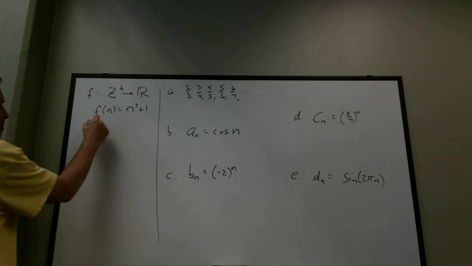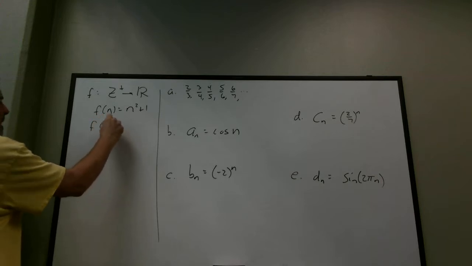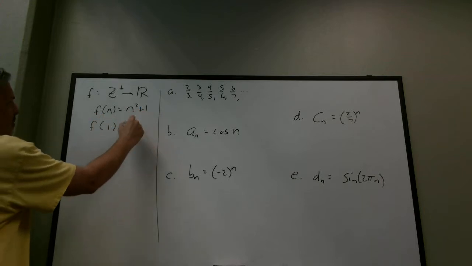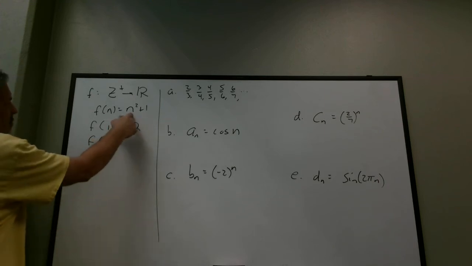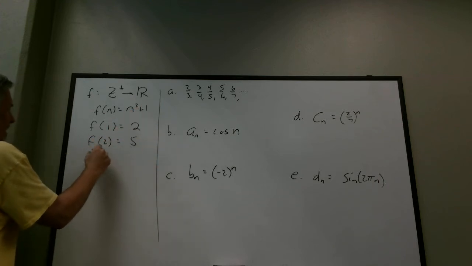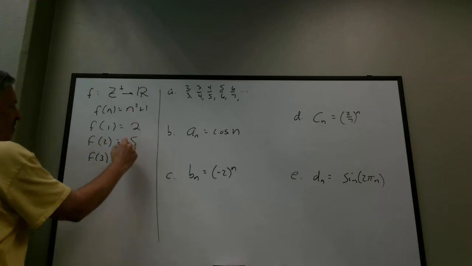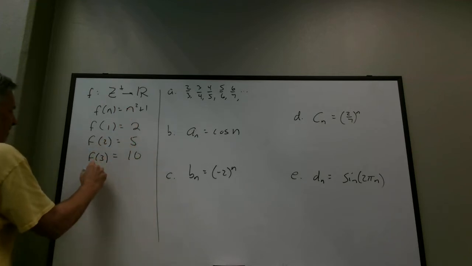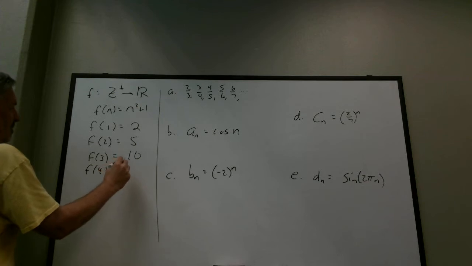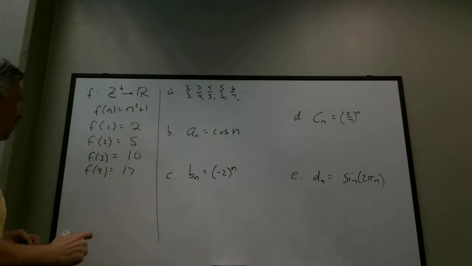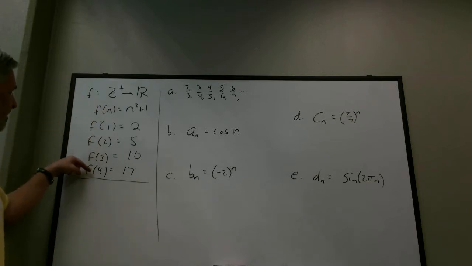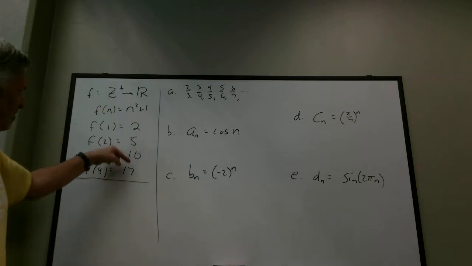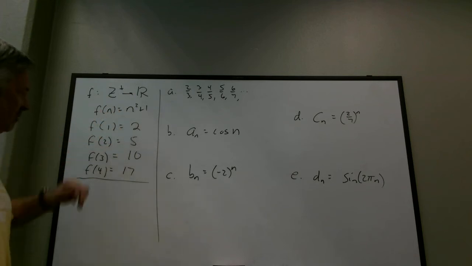Let me just write a few values now. So f of 1, that's 1 squared plus 1, that's 2. And f of 2, 2 squared is 4 plus 1 is 5. F of 3 is 3 squared plus 1 is 10, and f of 4 is 4 squared plus 1 is 17, and you keep going. So that's all a sequence is. You're plugging in positive integers unless it says otherwise, and it's spitting out real numbers. Here it turns out to be integers as well.